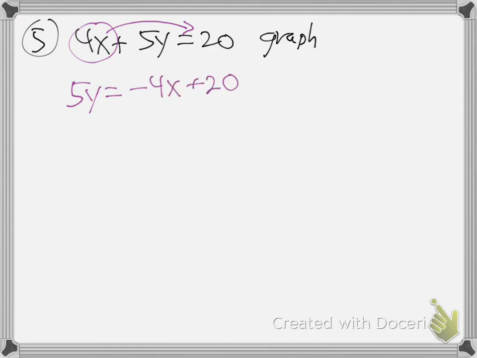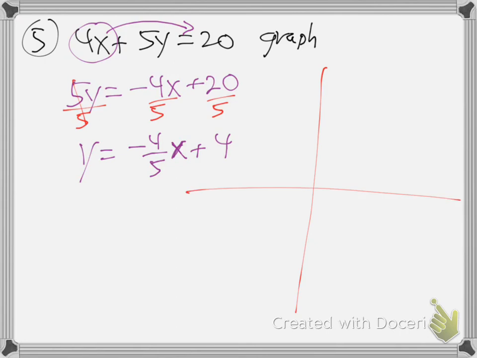What do we do now? Divide through by 5. Boom. So y equals minus 4/5 x plus 4. Is that good? 20 divided by 5 is 4. So there we go. Let's go to the graph now.